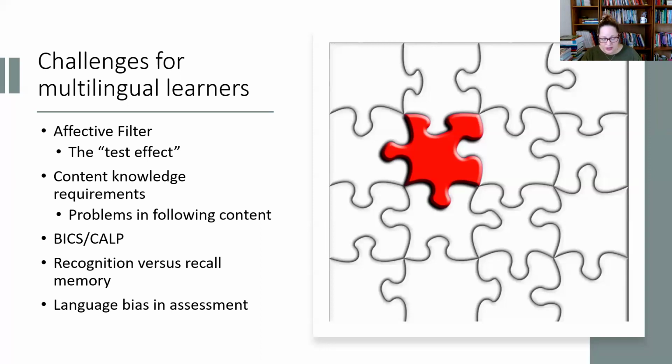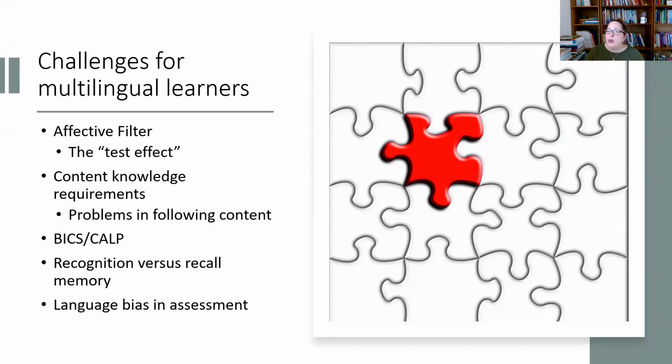A second challenge is their content learning. Have they had full access to learning the content, or has their acquisition of the content of a particular unit or scheme of work been impacted by their level of language? If you recall all the way back at the beginning, we talked about the difference between BICS and CALP, basic interpersonal communicative skills and cognitive academic language proficiency, the social and the academic. Where they are on their development along that continuum will also impact how well they do on an assessment.